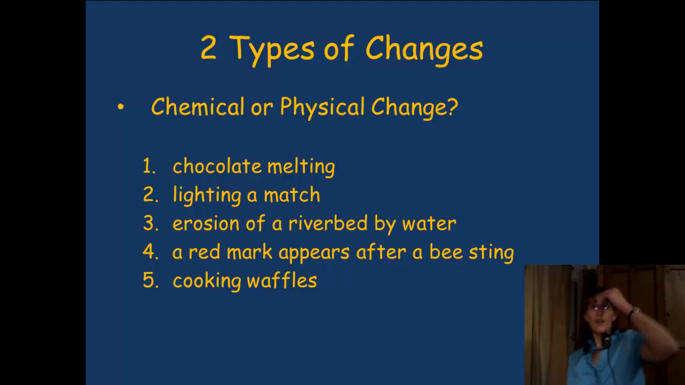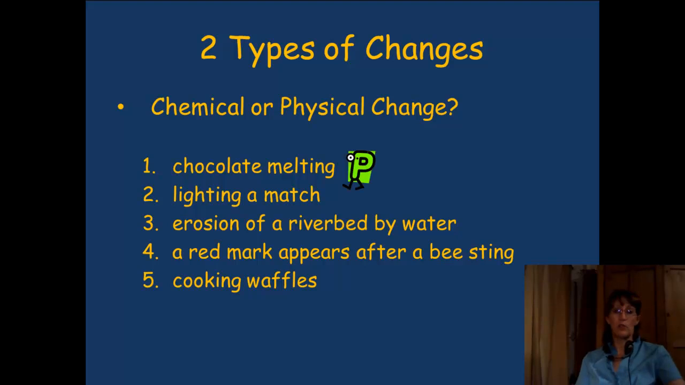So we have types of changes again. So you've got a list here. Are these physical changes or chemical changes? So number 1, melting chocolate. Okay, so it's melting. You know it's going to be a physical change. Lighting a match. If you set something on fire, absolutely going to be a chemical change.